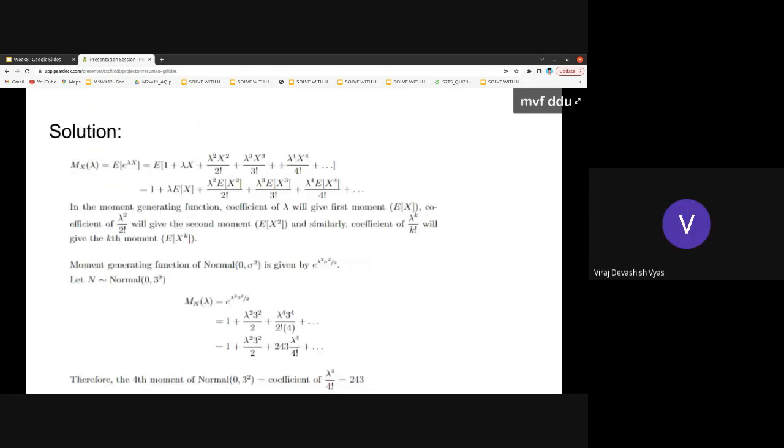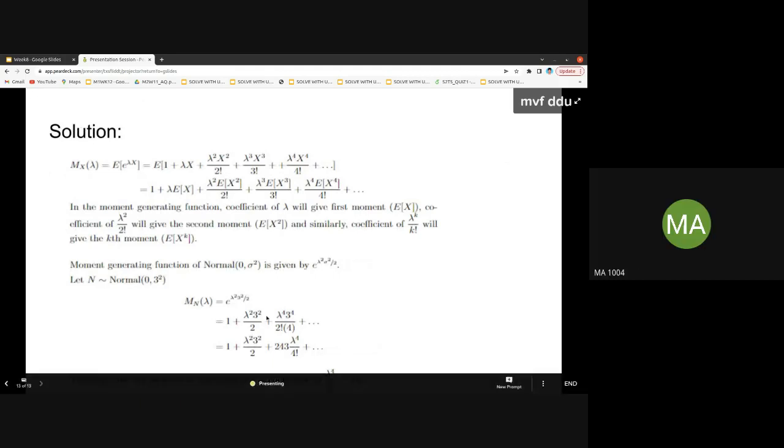Okay, then that's it about today's session. Sir, I have one doubt. Sir, what if in this question we are asked to find the third moment? The third moment will be 0, right? If there is no lambda cube in your moment generating function, then that will be 0.